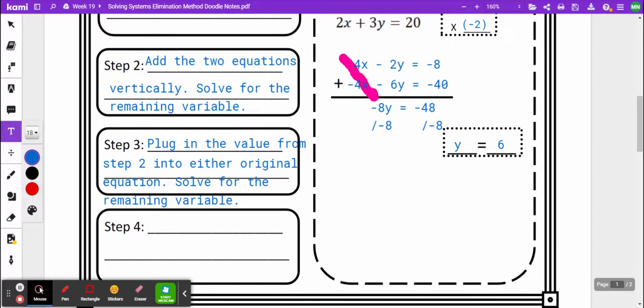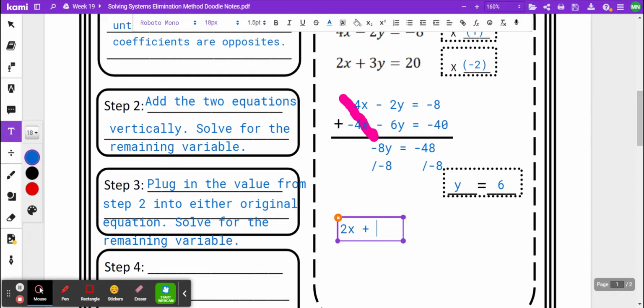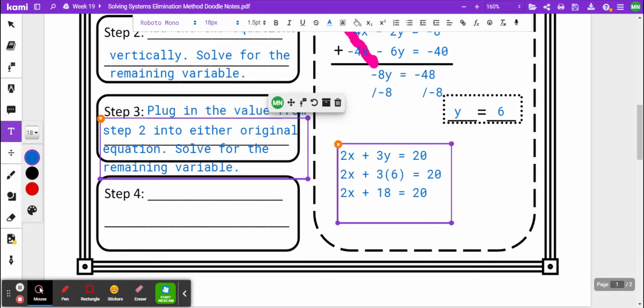All right, so let's plug it back into, this one's got more positives. Let's do that one. All right, so the equation was 2x plus 3y equals 20. So we know the y value, so I'm going to replace y with 6, and we're going to solve for x. So that gives us 2x plus 18 equals 20. We'll subtract 18 from both sides, leaving us with 2x equals 2. And solve for x by dividing, and you get x equals 1.